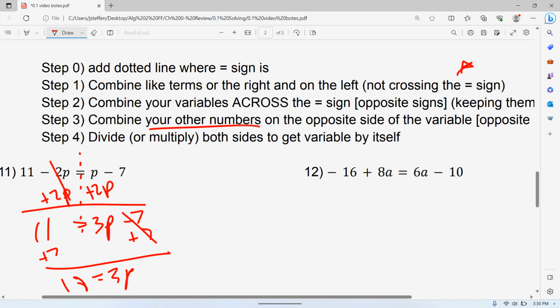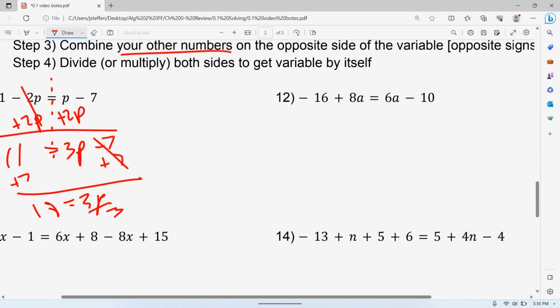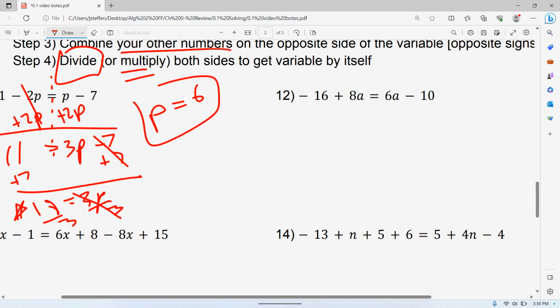And then go, excuse me, multiply or divide to finish this. Most of the time it's dividing, although it could be multiplying. It's just most of the time it's dividing. So p is equal to 6. I apologize, I can't read my handwriting here.